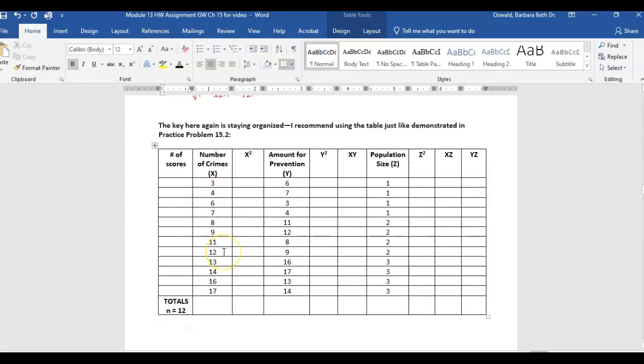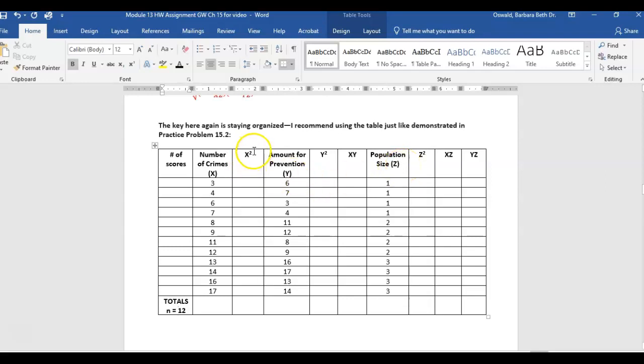And again, double check that your assignment is the same. The numbers are probably going to be slightly different depending on which version of the assignment you are working with in your class, but the logic is always going to be the same. So here, just make sure that you're calling the first variable x, which was number of crimes, second variable is y, third variable is z.